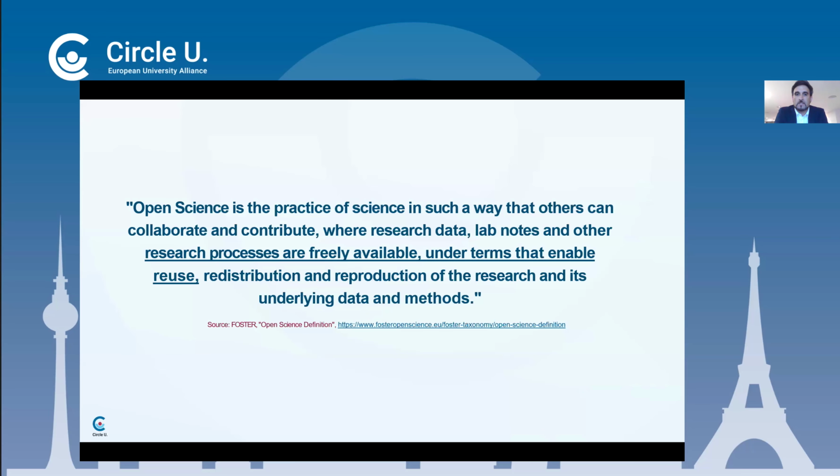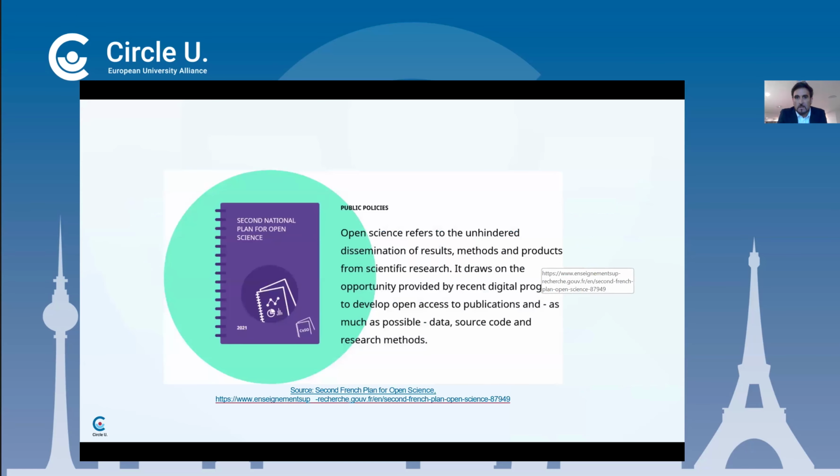Yes. So as I was saying, I would first conclude by taking two citations about open science, which I like. Open science is the practice of science in such a way that others can collaborate and contribute, where research data, lab notes, and other research processes are freely available under terms that enable reuse, redistribution, and reproduction of the research and its underlying data and methods. And so I think this is what we've been hearing today.